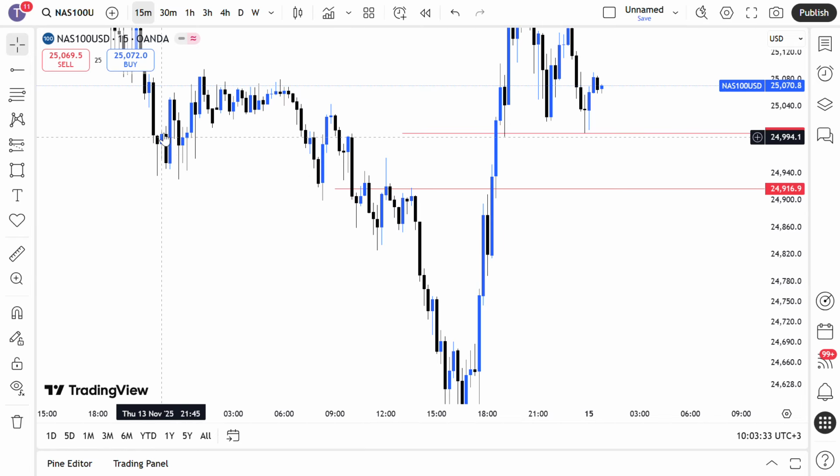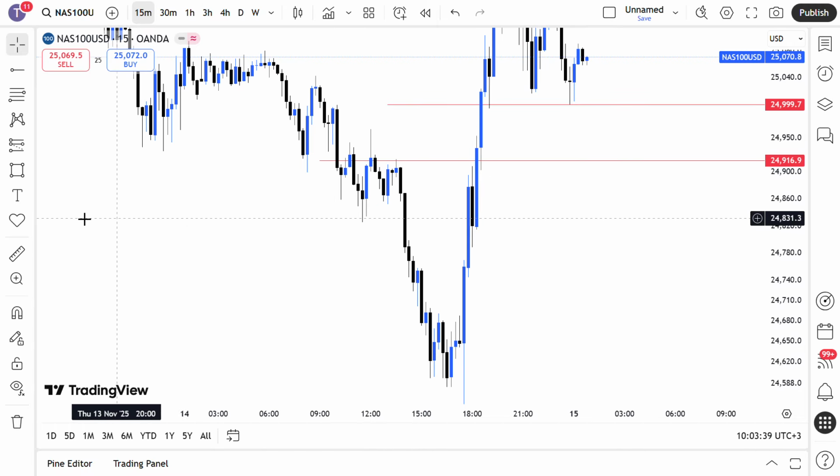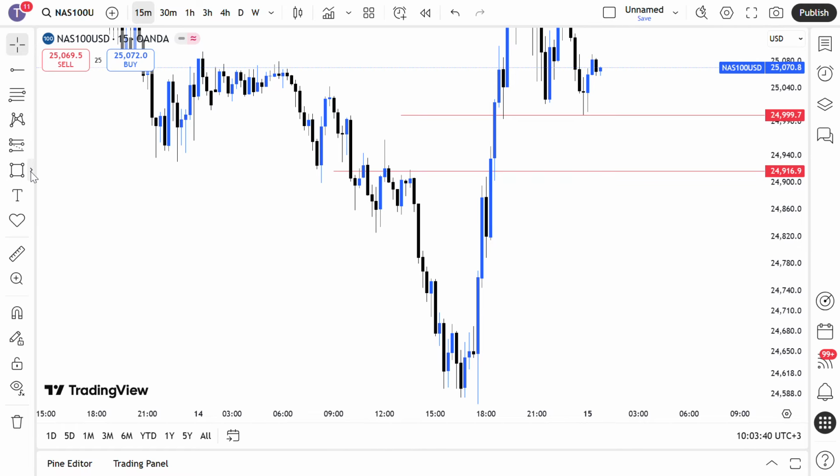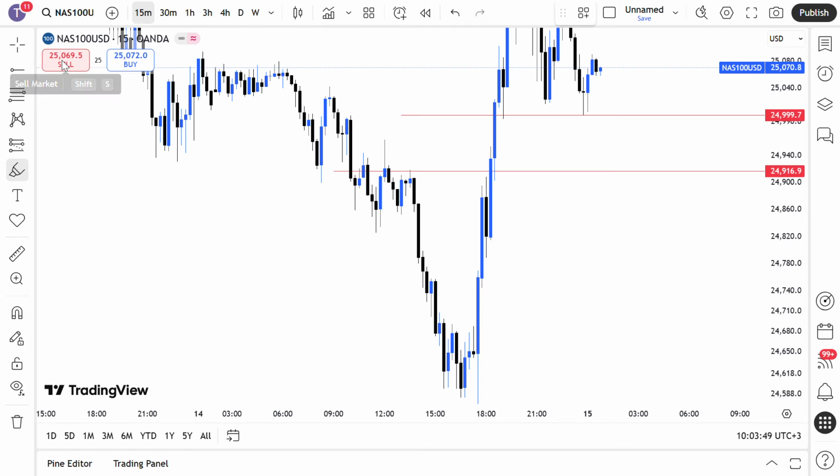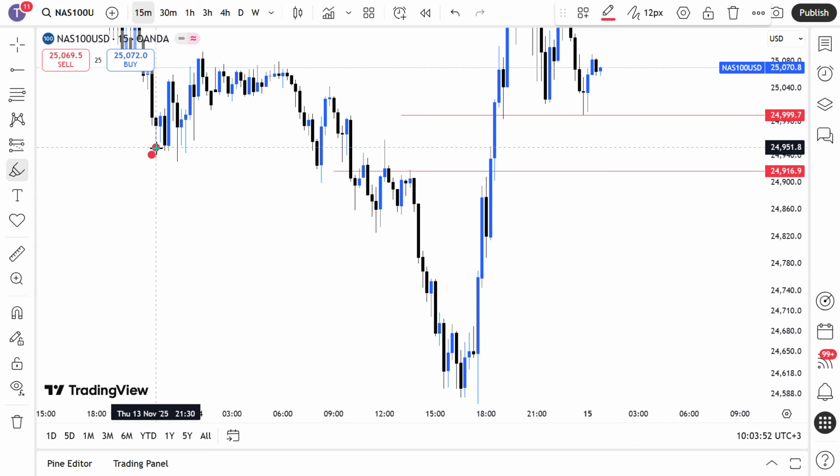So we had this pullback, this small pullback around this area. So let me try to use maybe the pen so that it can be very clear. Sorry. So we have this pullback here. Sorry, we have this pullback here.